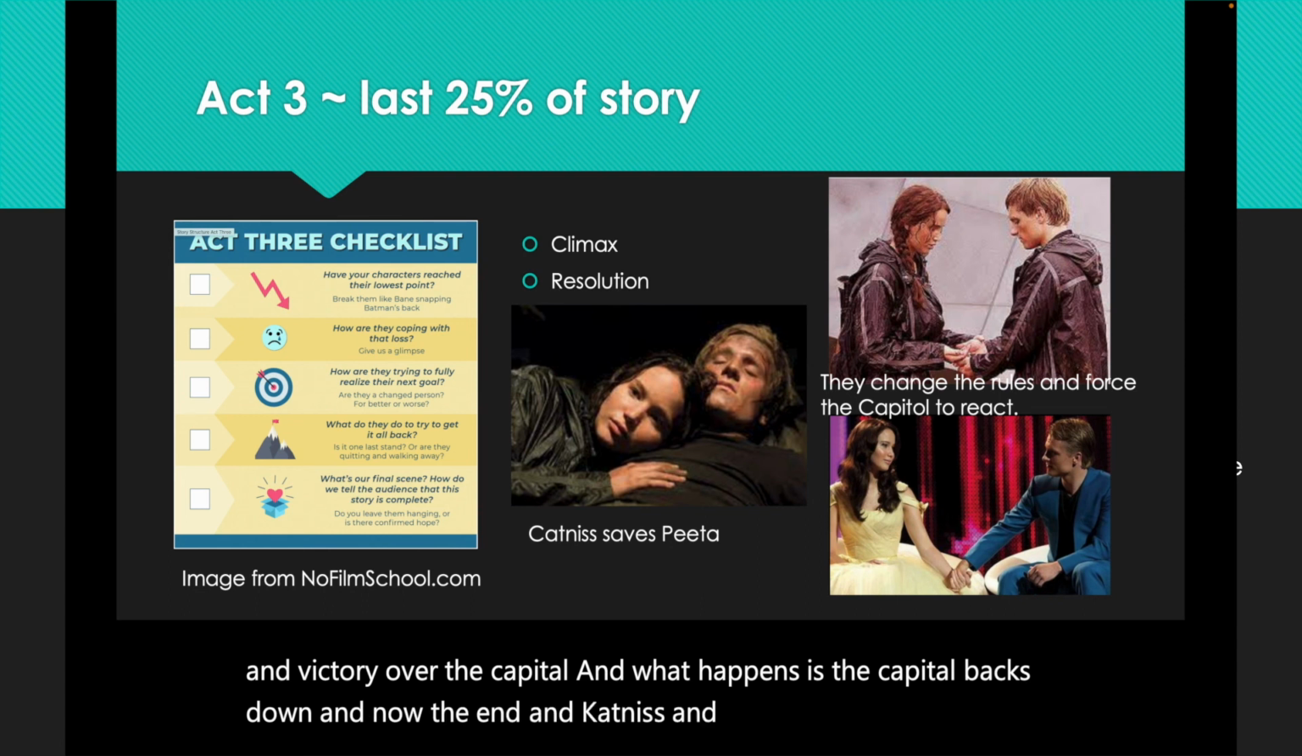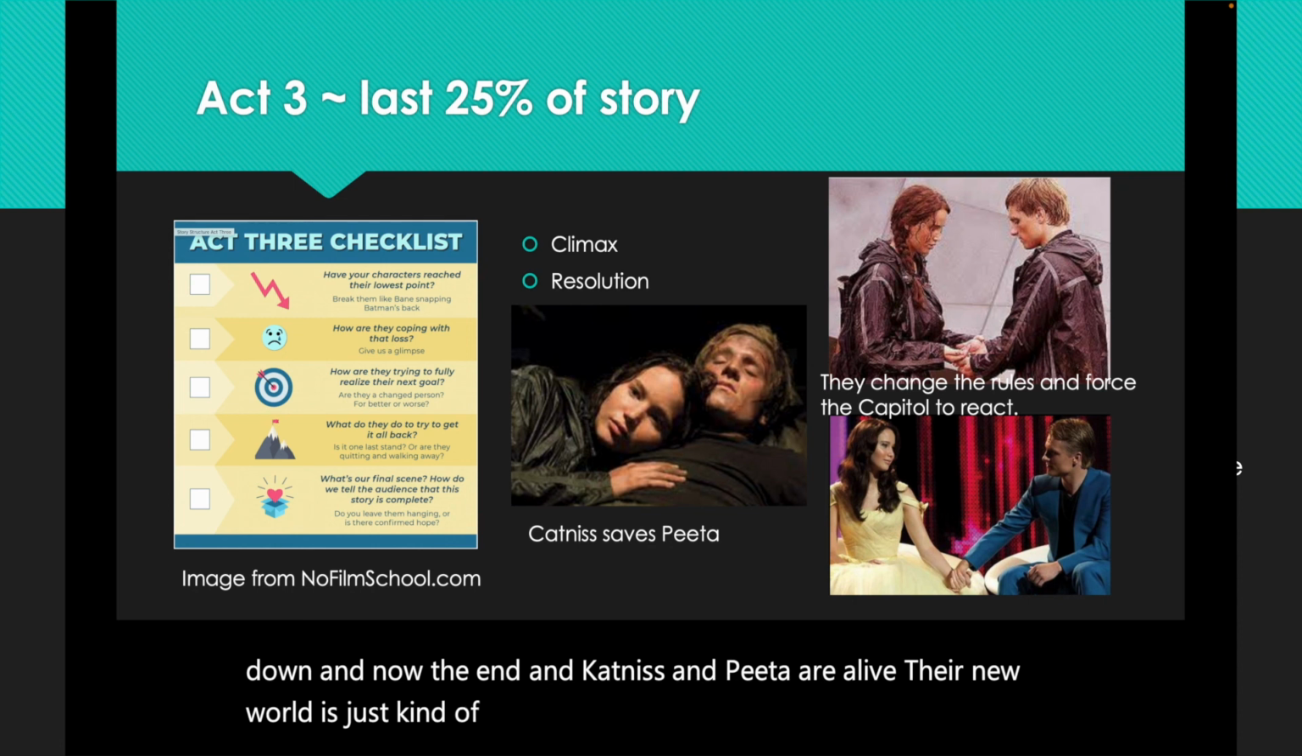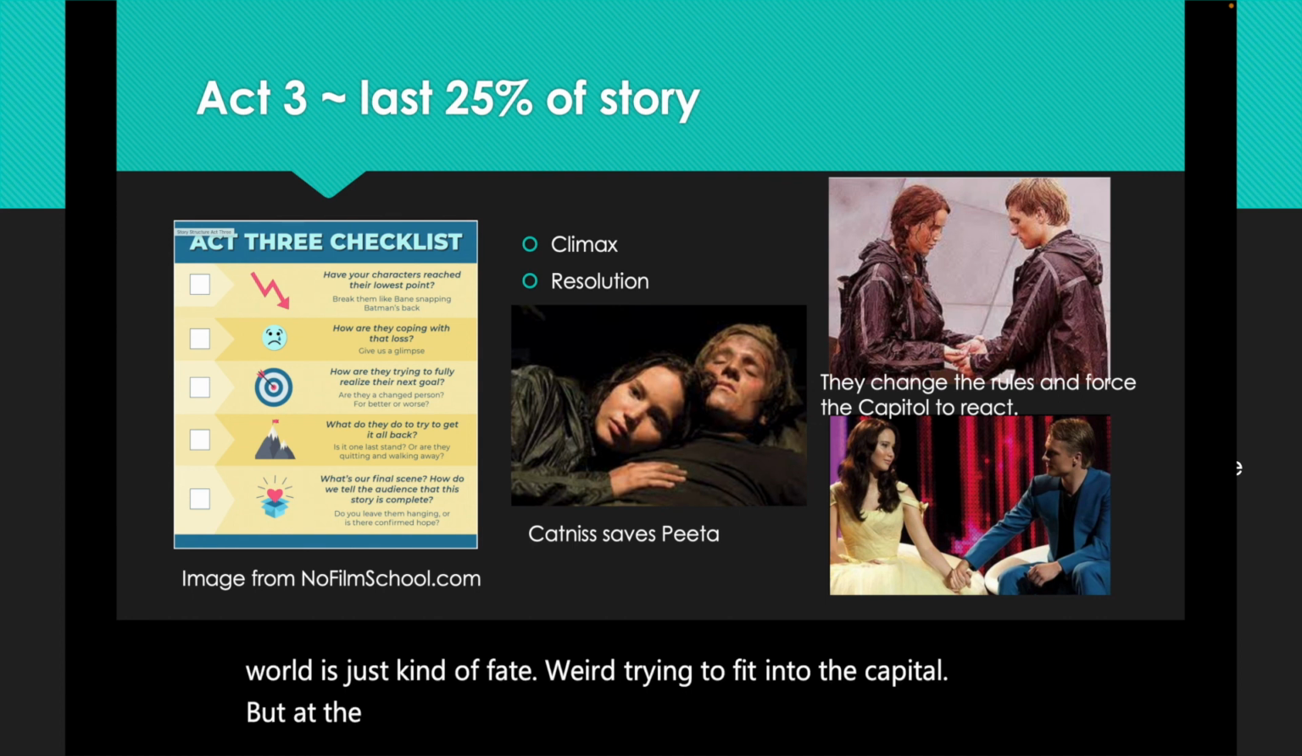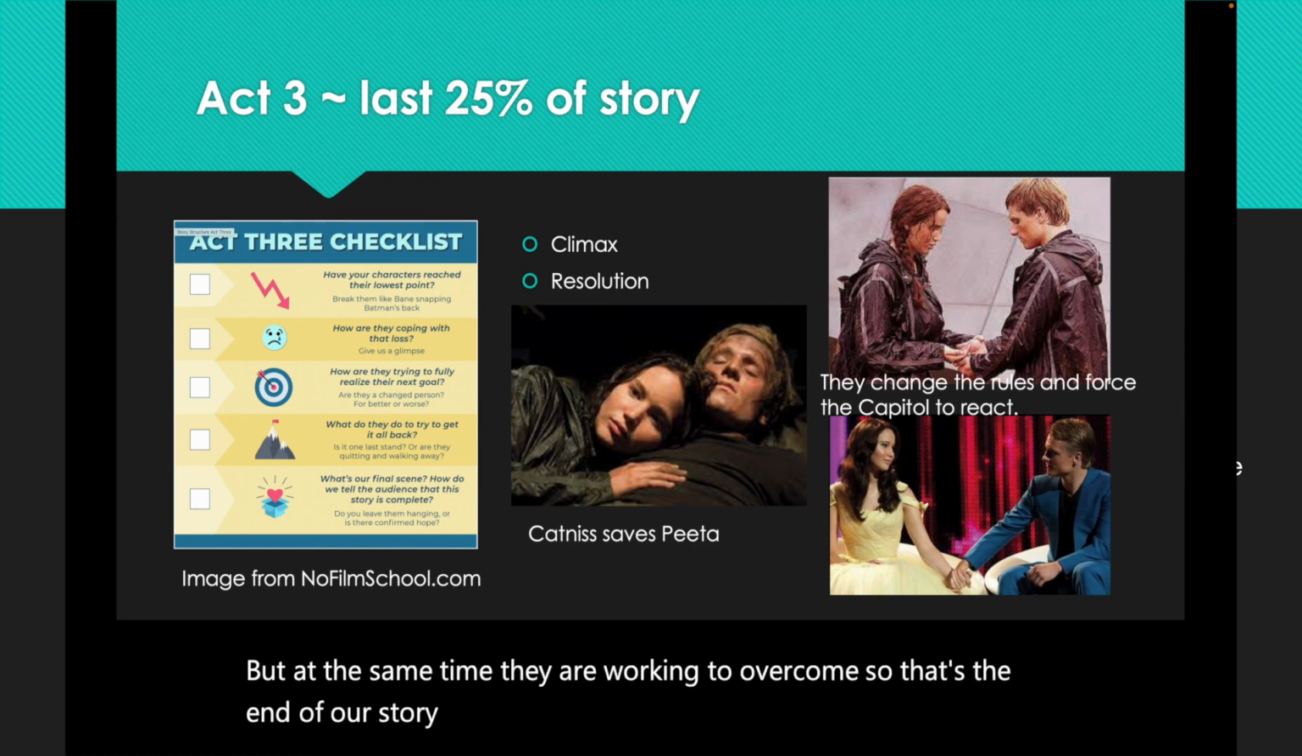Their new world is this kind of fake, weird, trying to fit into the Capitol's role, but at the same time, they are working to overcome. So that's the end of our story for the first book in the Hunger Games series.